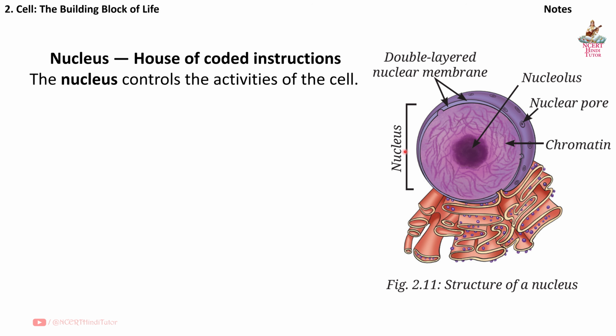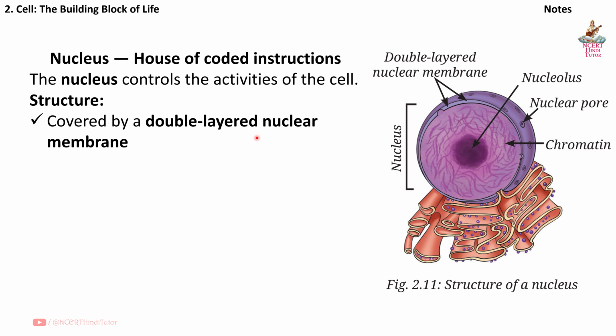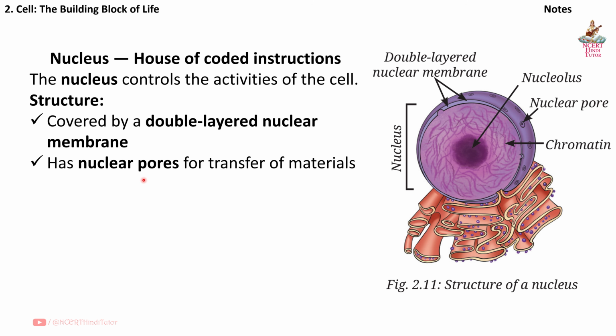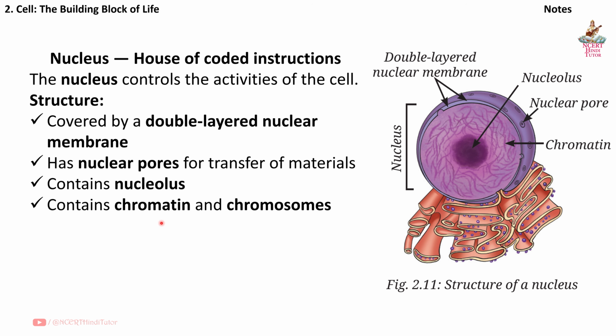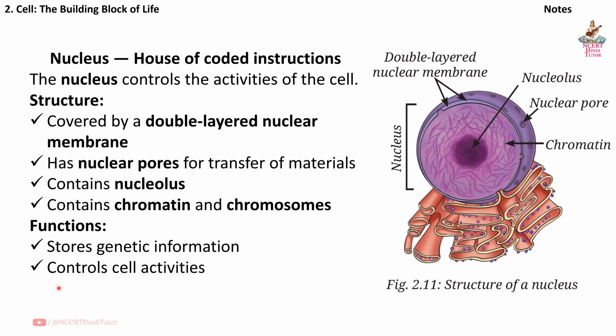So friends, this is the structure of a nucleus. This is nucleus in purple. This is nucleolus. This is nuclear pore. This is chromatin. And this is double layered nuclear membrane. The nucleus controls the activities of the cell. Structure: covered by a double layered nuclear membrane, has nuclear pores for transfer of materials, contains nucleolus, contains chromatin and chromosomes. Functions: stores genetic information, controls cell activities, helps in inheritance of characters.